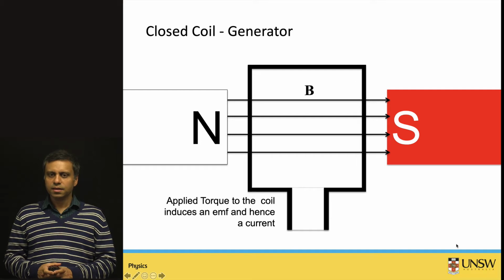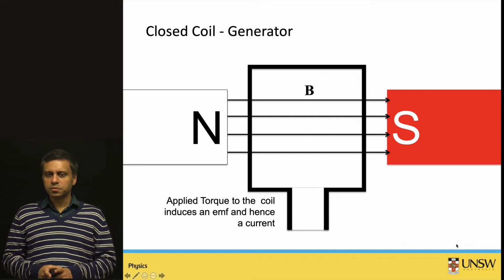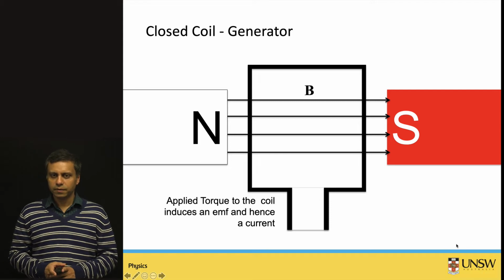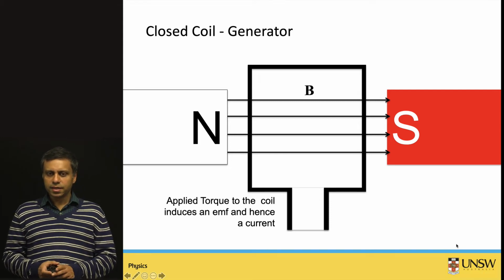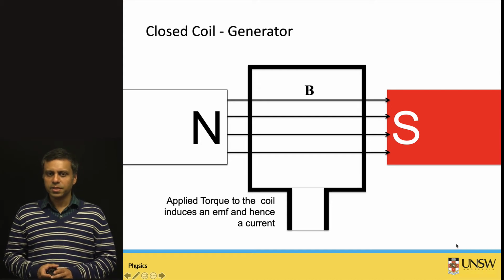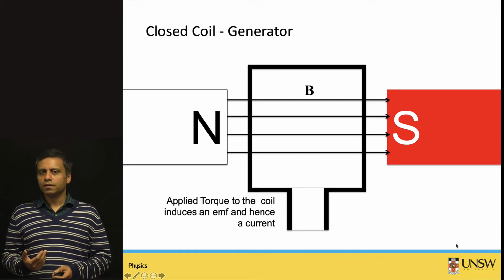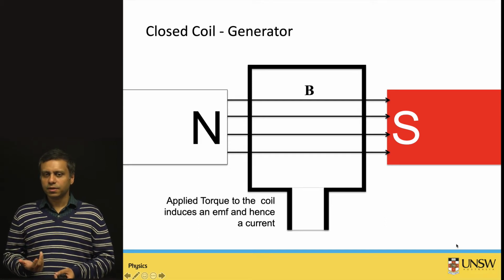This is a generator. So you have a permanent magnet again with the north and south poles creating a magnetic field. And in this case, you have to generate electricity out of it. So that means you have to get a current out of it, or an electromotive force out of it. How does a generator work? So you can think of a windmill. A windmill is a generator, for example.